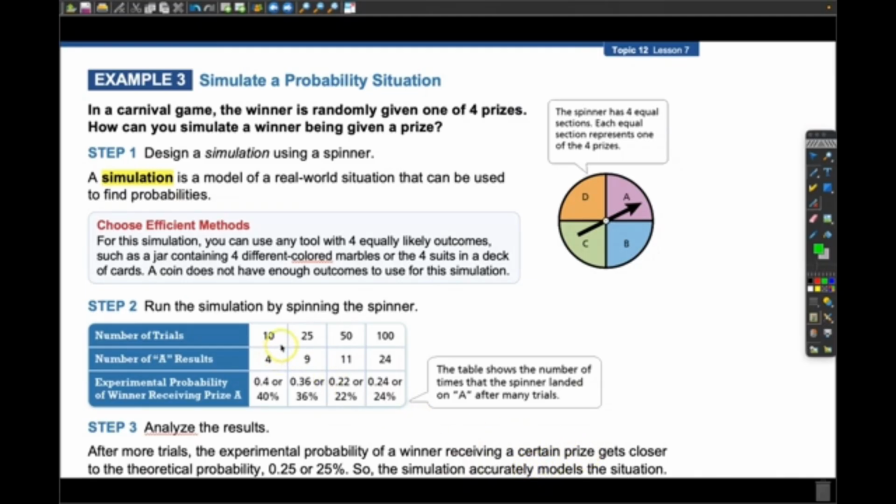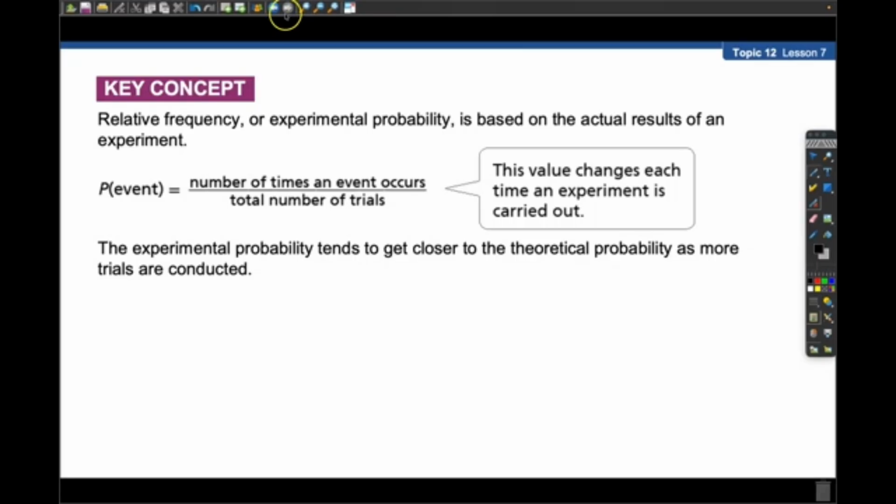Okay? We started out with 40%. Then it went down to 36%, then 22%, and then it was 24%. 24% is very close to the 25% it's supposed to be from the theoretical probability. Okay? And that's it. All right?